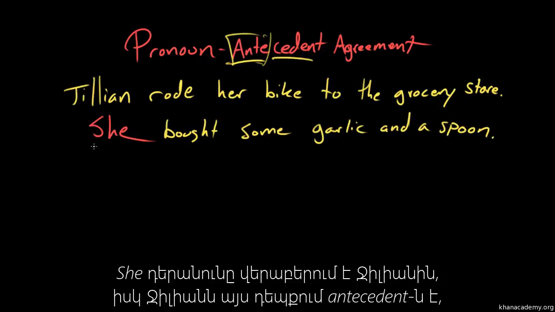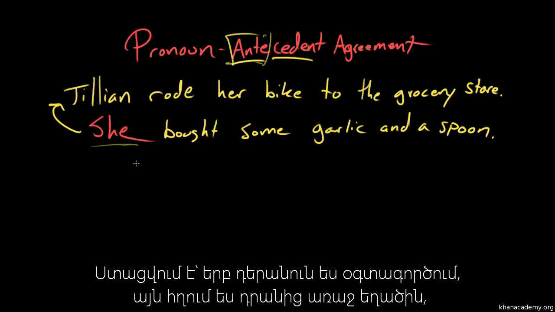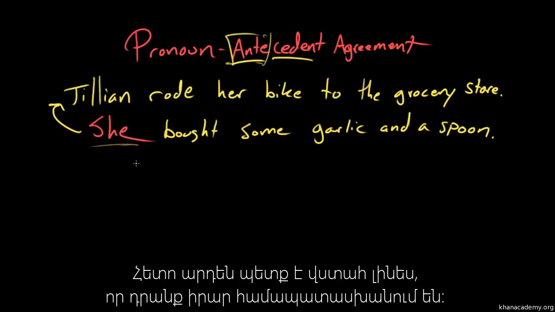So when we talk about this pronoun she, in relation to this proper noun Jillian, Jillian is the antecedent, the thing that goes before the pronoun she. So whenever you use a pronoun, you are referring back to something else, the thing that went before, the antecedent, the thing that has come previously. And so you want to make sure that these things match up.